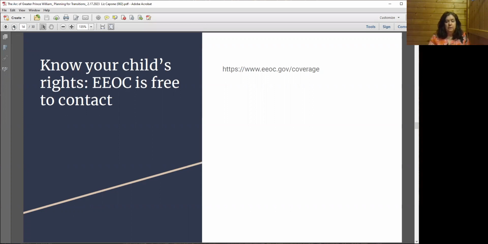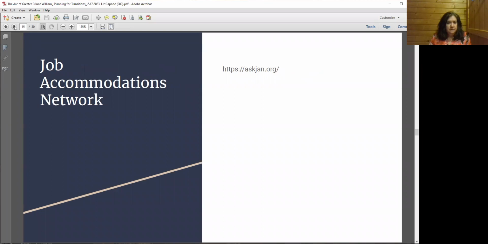That is the Equal Employment Opportunity Commission. It is a federal government agency, and they have regional offices all over the country, and they're kind of cobbled in terms of which office is responsible for which part of the country. So when you put in your address, they tell you which office would be responsible. Next slide, please. And I think this is the Job Accommodations Network, it's Ask Jan, another Jan, but this is a different Jan.